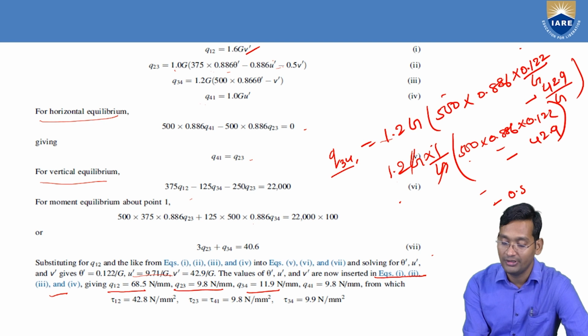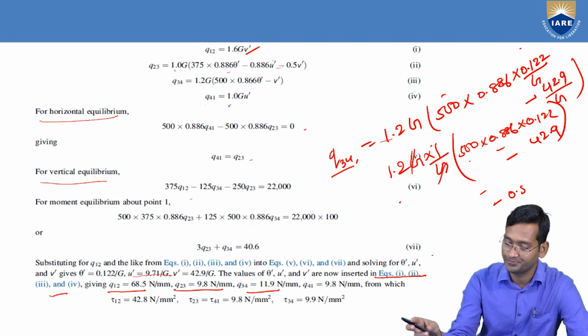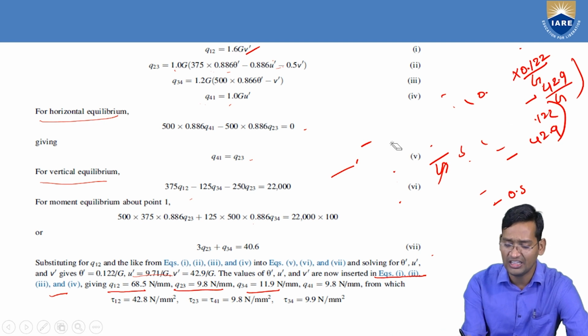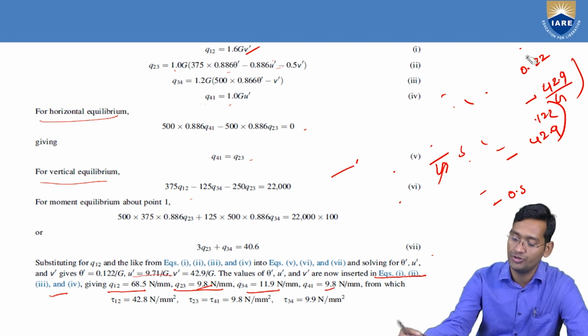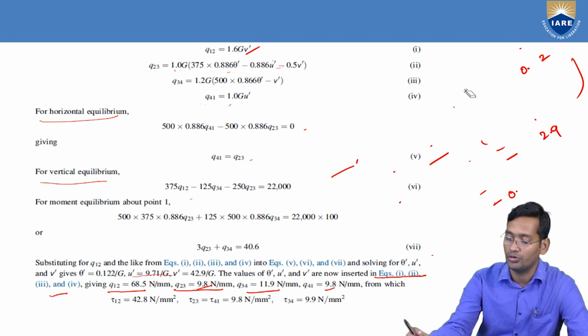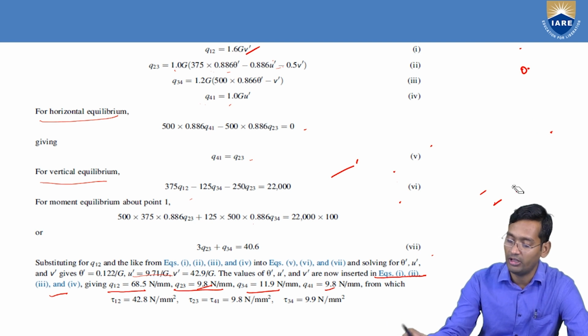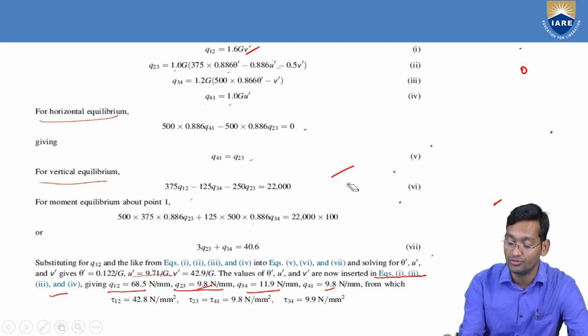Okay. So now next is what? Here Q41 is 1 into this one. And you can say Q41 is equal to Q23. So whatever the value of Q23 is there, how much is Q23? 9.8. So that will be 9.8. Or else in another way, you can just substitute here in equation 4. You will get the Q41 value. So what will be the Q41 value if you substitute here?